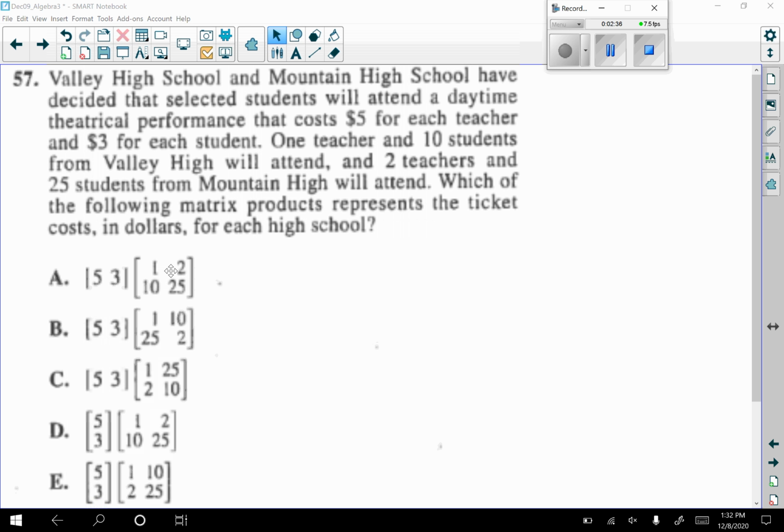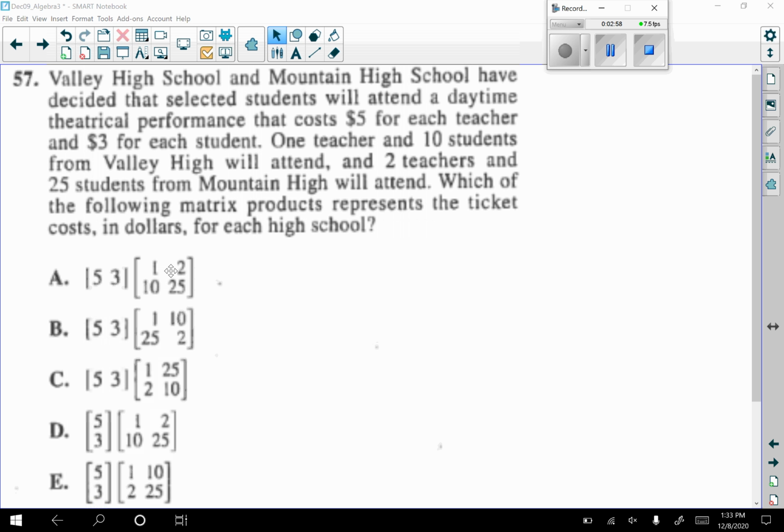So Valley High School and Mountain High School have decided that selected students will attend a daytime theatrical performance that costs $5 for each teacher and $3 for each student. 1 teacher and 10 students from Valley High will attend, and 2 teachers and 25 students from Mountain High will attend. Which of the following matrix products represents the ticket cost in dollars for each high school?